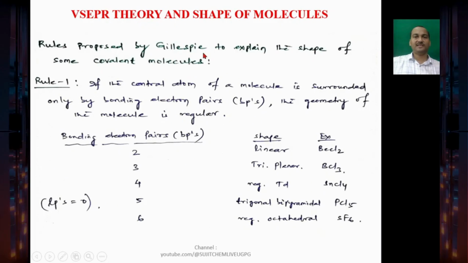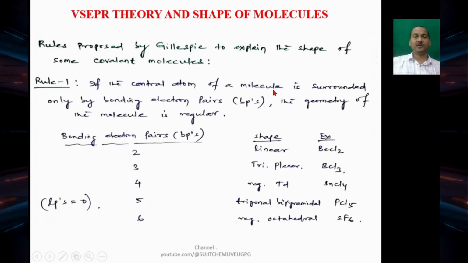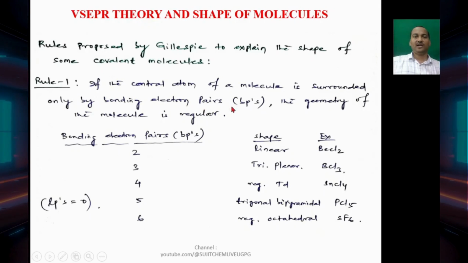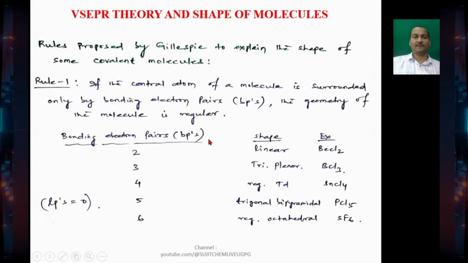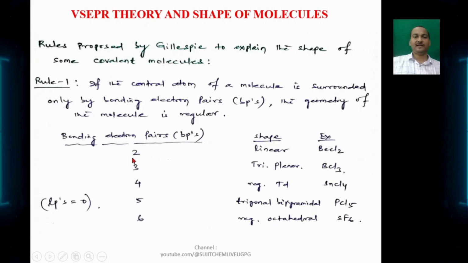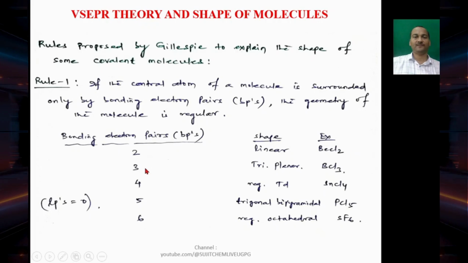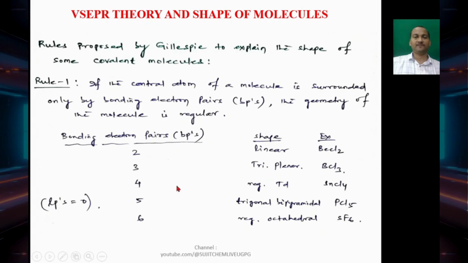So rules proposed by Gillespie to explain the shape of some covalent molecules. Rule number 1: if the central atom of a molecule is surrounded by only bonding pairs of electrons, or bond pairs, the geometry of the molecule is regular. If we have two bond pairs, the shape will be linear, and example is beryllium chloride. And three bond pairs means trigonal planar, BCl3.